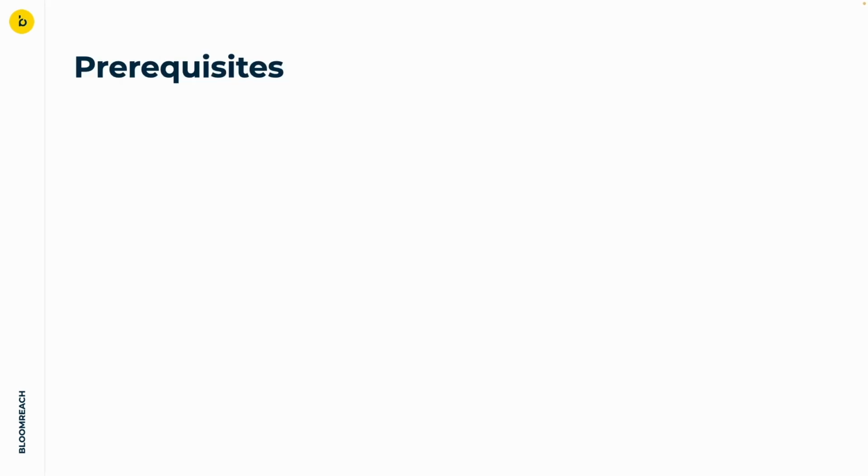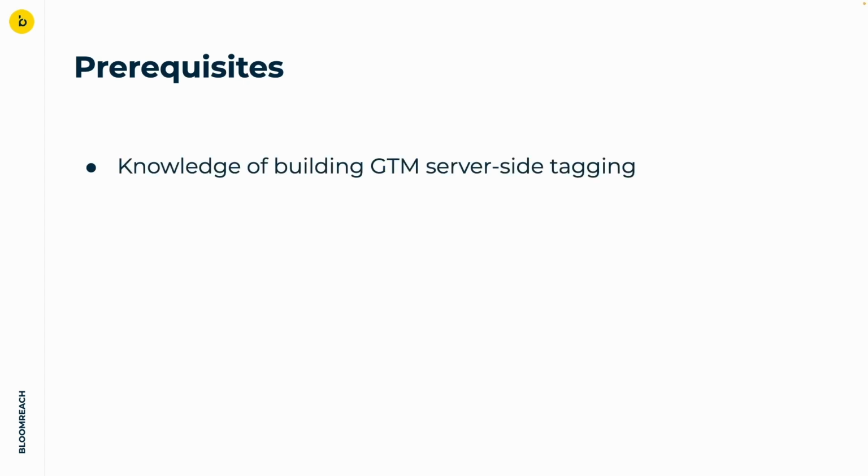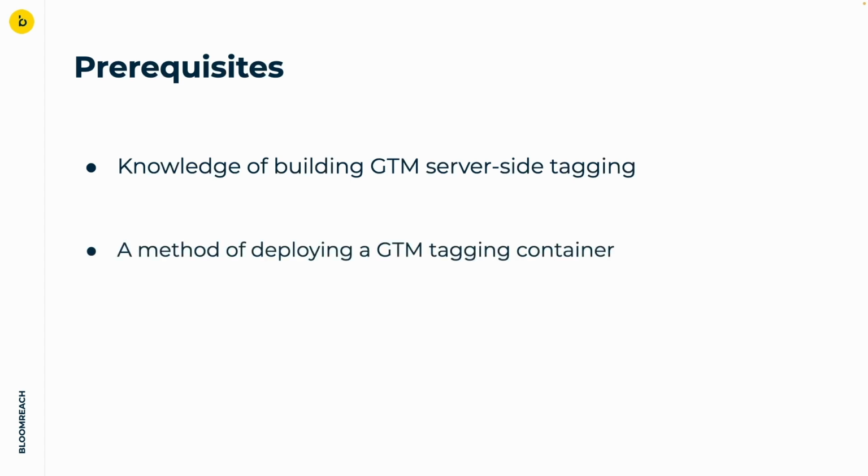We need a couple of things for a basic implementation. First and foremost, not a real requirement, but the more knowledgeable you are with GTM and especially server-side tagging, the easier this will be for you. Apart from that, you will need a platform where you can deploy your GTM tagging container. This could be done natively on Google Cloud for the easiest setup or on any other cloud solution, even your custom one.